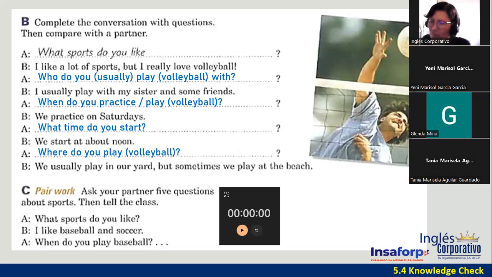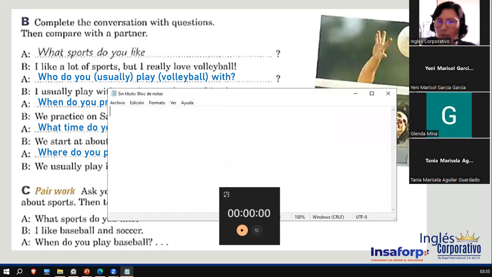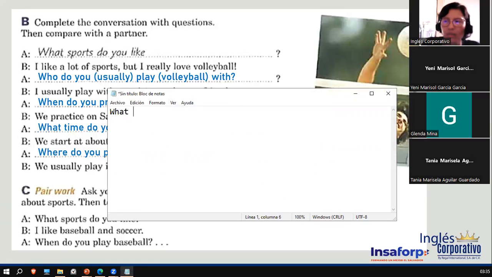So actually here we have some questions, right? So what sports do you like? Okay. The questions that we have, and this is like the main question, right? I'm going to type them here. Lo vamos a poner acá. So the first one is, what sports do you like? Okay.